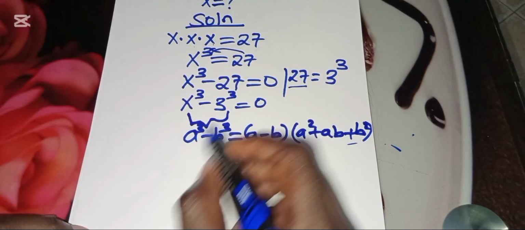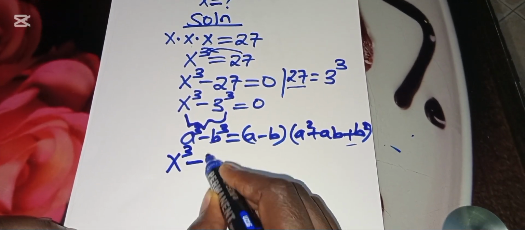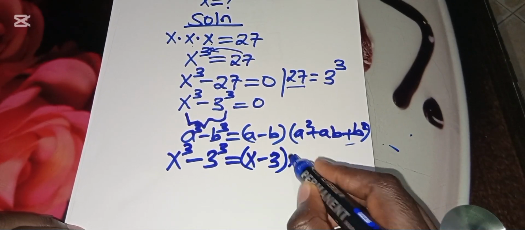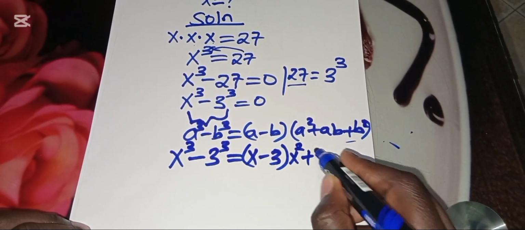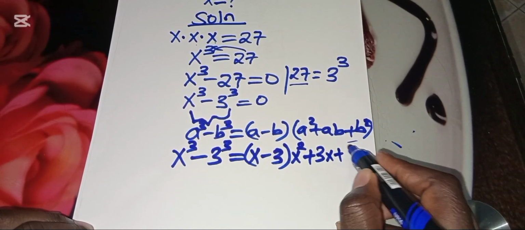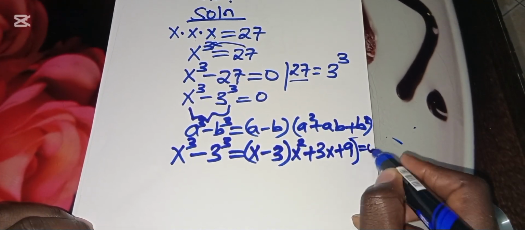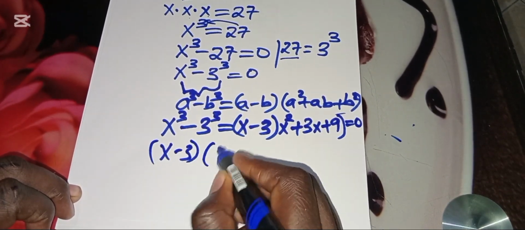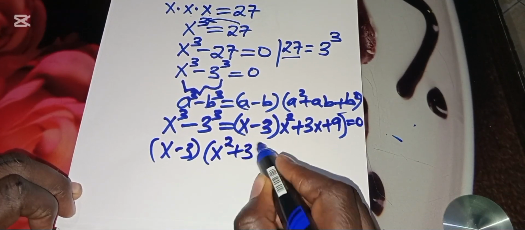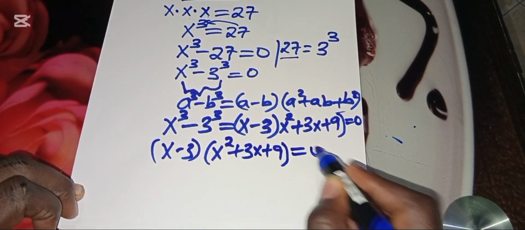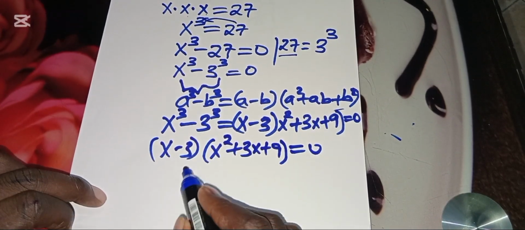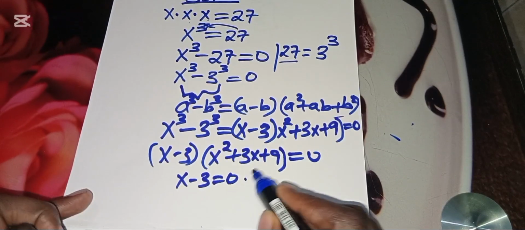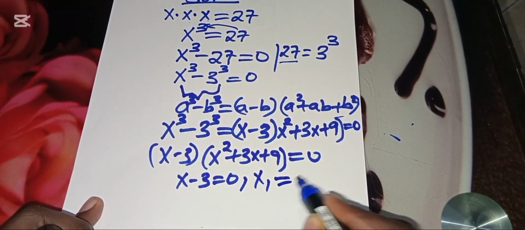Now in our case we have x cubed subtract 3 cubed, which is equal to x minus 3 times x squared plus 3x plus 9, and this should give us 0. As you can see, the first part, x minus 3, is equal to 0. That means the first value of x, which I can call x1, is equal to 3.